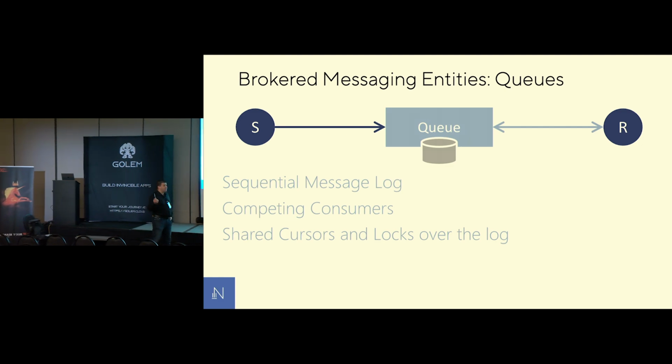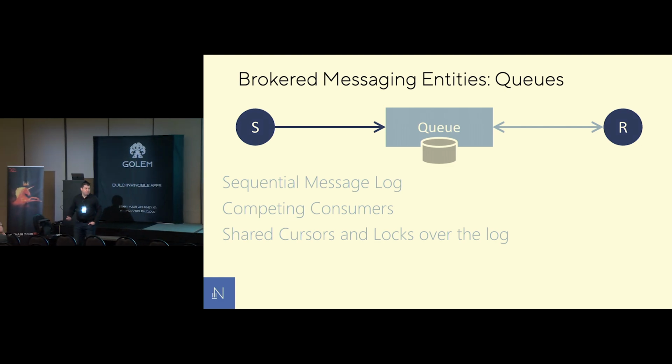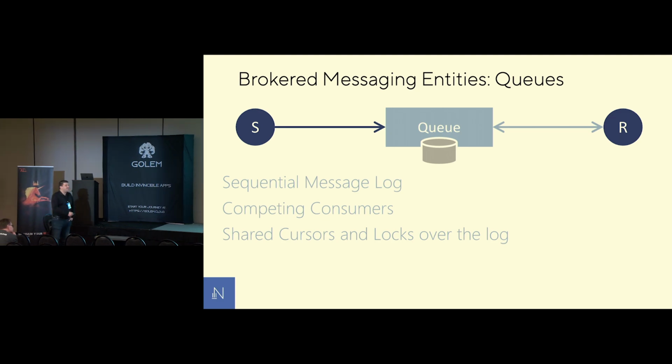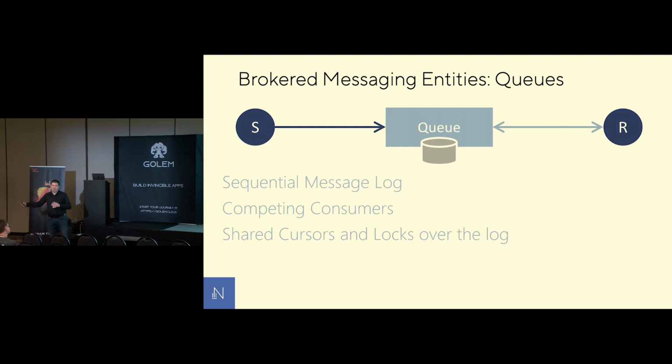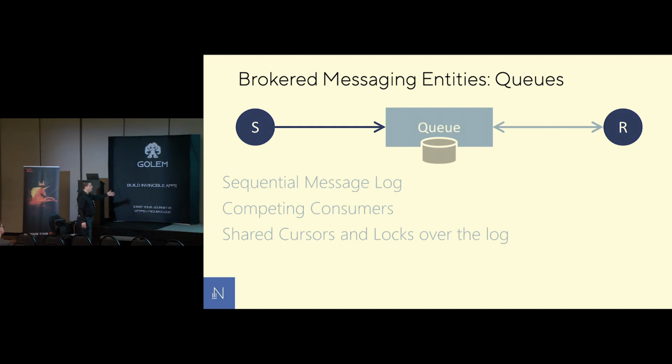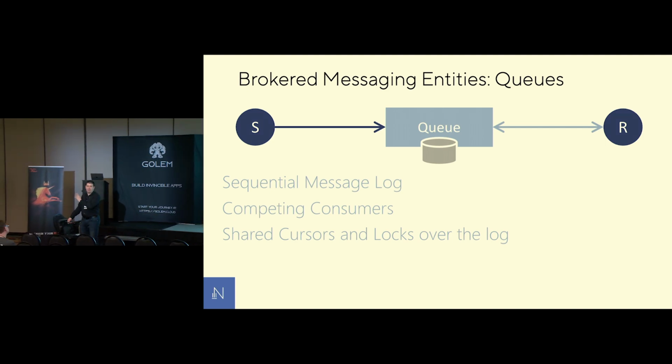There are two entities that we are going to be using and two approaches. One of them are queues. You probably know about queues. So that's a sequential message log. First in, first out. So we are putting messages into the queue, and we have a receiver that's taking the message, doing some kind of work, and finishing off. So that's basically it. We are sharing the cursors and logs over the log. Everything is going in a sequential sense.